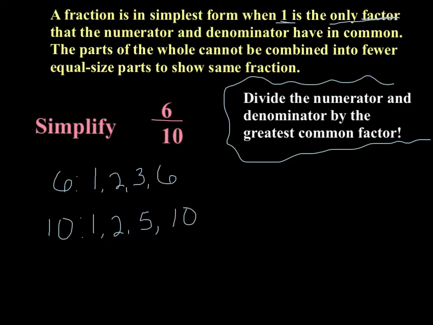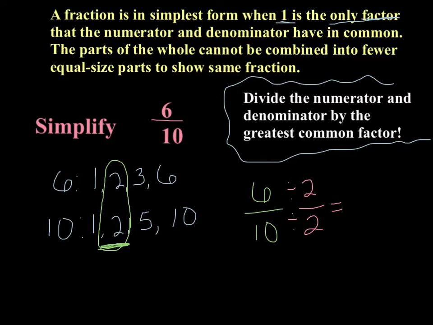So now I need to see, well, it's in simplest form if the only greatest factor that they have is 1. But I can see that it's not in simplest form as 6/10 because they have a greater factor. They have the same factor 2, and that's their greatest common factor. So I can take my 6/10, and I'm going to divide the numerator and the denominator by 2 because that's their greatest common factor. So 6 divided by 2 and 10 divided by 2.